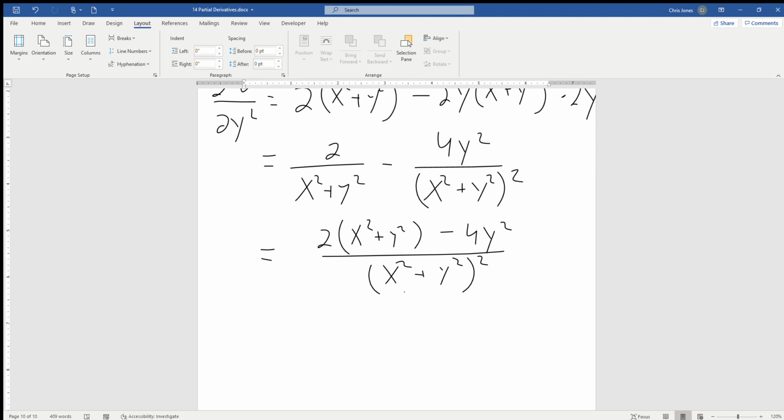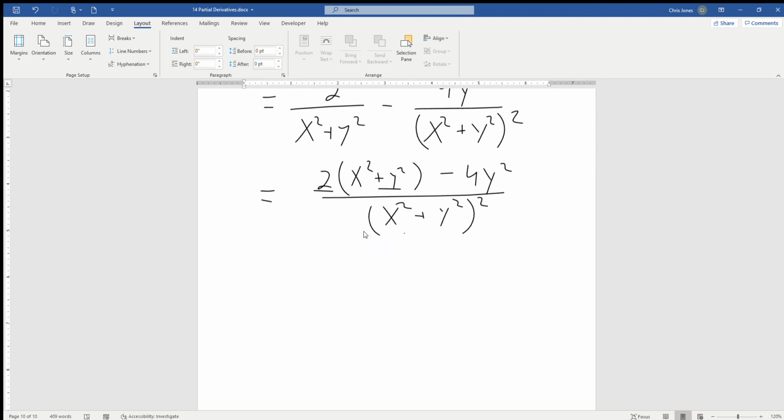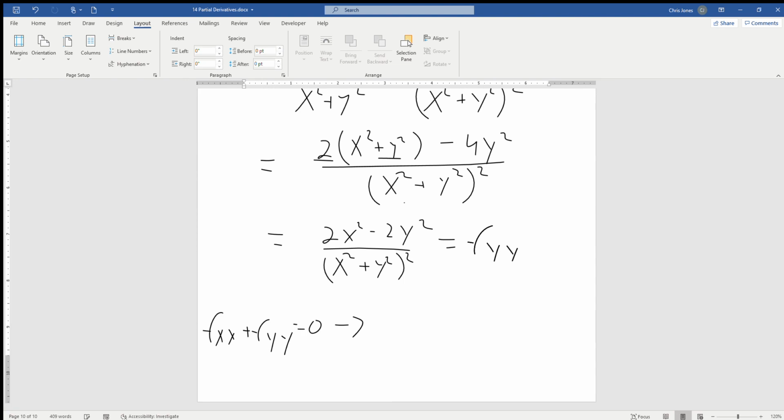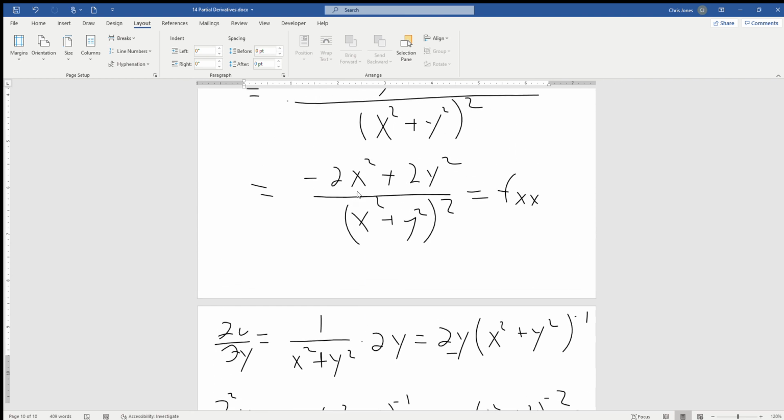Now we can simplify this. Notice we have 2y squared and negative 4y squared, so this simplifies into 2x squared minus 2y squared, all over (x squared plus y squared) squared. That's our fyy. Laplace's equation says that fxx plus fyy is going to be equal to 0. Remember, fxx is the same thing as the second partial of u with respect to x squared. I just wrote it as fxx because it's a little bit quicker.